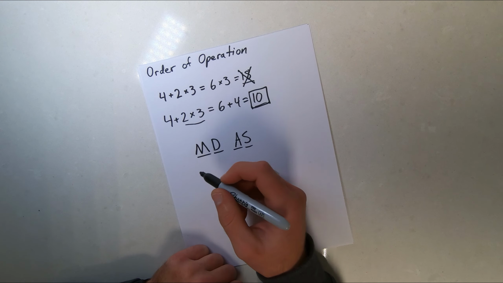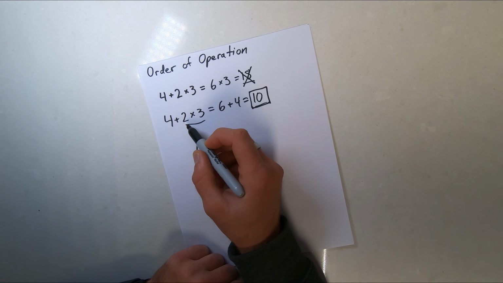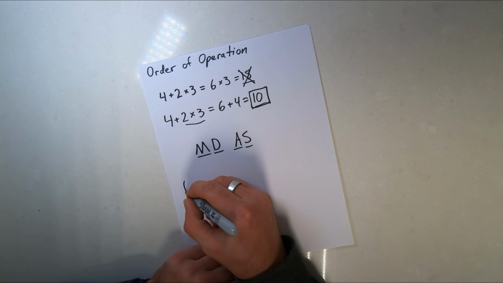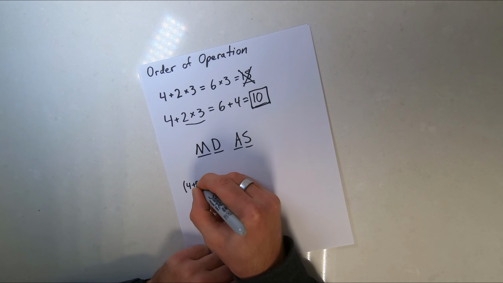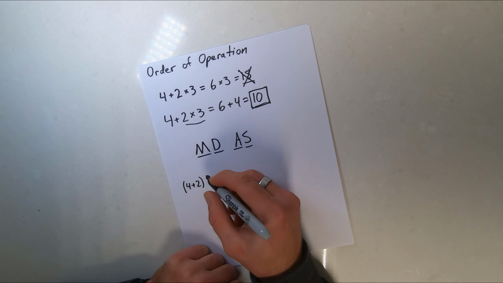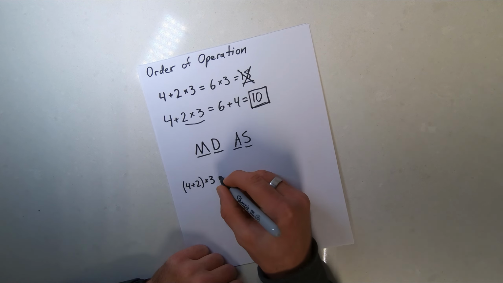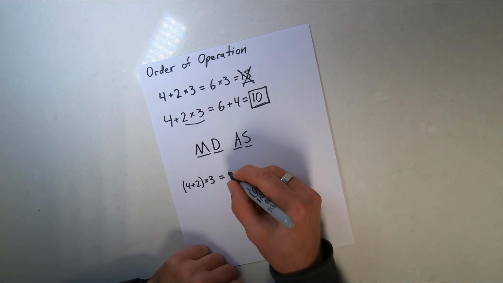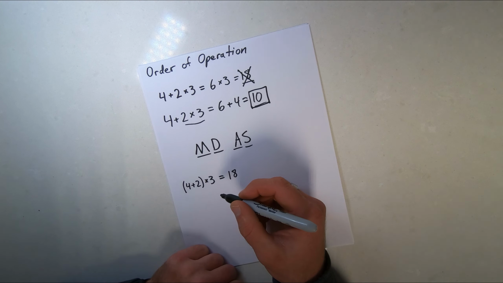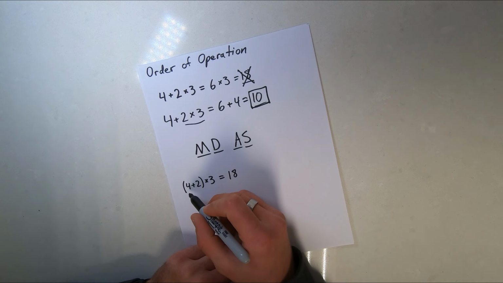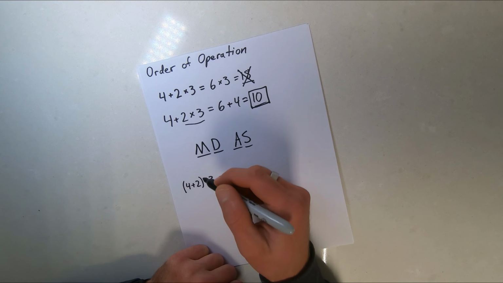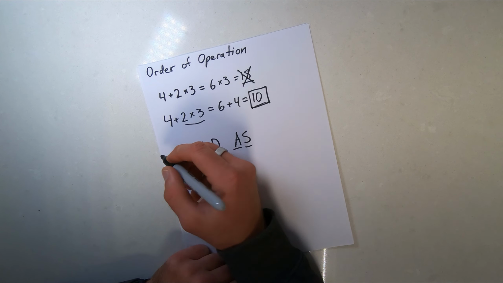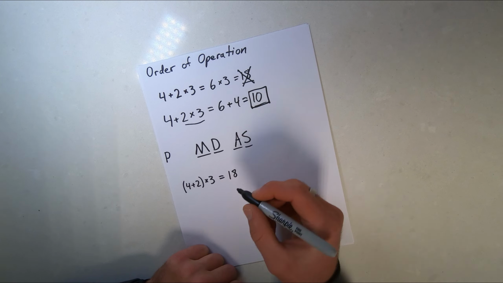But if for any reason you did need to do the addition operation first, you can simply put that in parentheses. So we could say 4 plus 2 inside the parentheses, then multiplied by 3. In this case, we would perform the addition first and then multiply by 3, which will give us 18. So parentheses tell us that this operation needs to be first. So it goes above multiplication and division. So what we do first is parentheses.